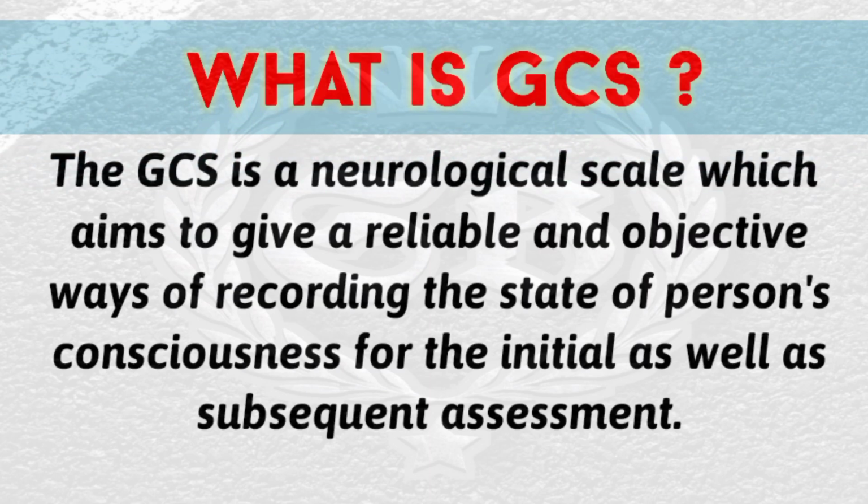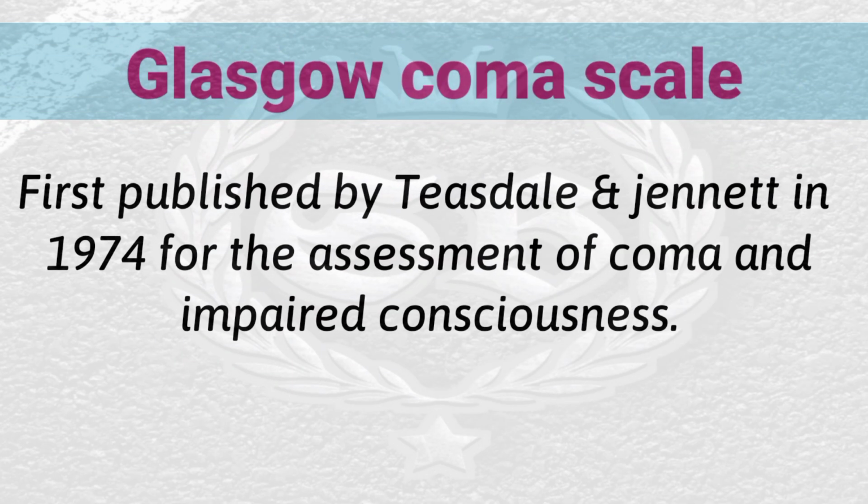The GCS is a neurological scale which aims to give a reliable and objective way of recording the state of a person's consciousness, for the initial as well as subsequent assessment. The scale was first published by Teasdale and Jennett in 1974 for the assessment of coma and impaired consciousness. It was initially used to assess the level of consciousness after head injury, and the scale is now used for all acute medical and trauma patients.